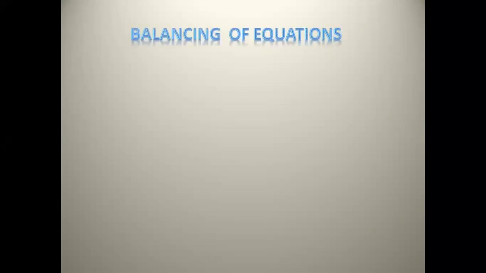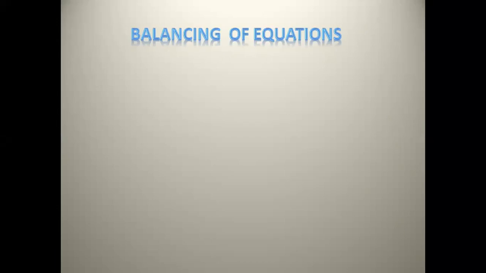Today I'm going to tell you about balanced equations. What is balancing of an equation? Before starting, we should know about the chemical equation, which we covered yesterday. A chemical equation is just a skeleton equation in which the atoms of reactants and products are not balanced. It means on both sides the atoms are not balanced.